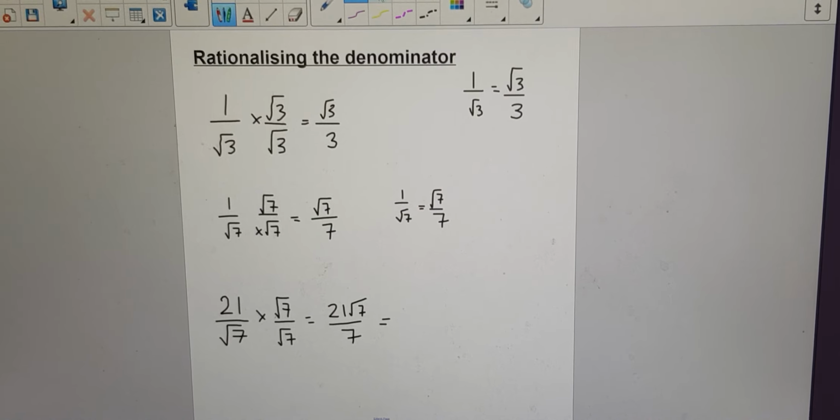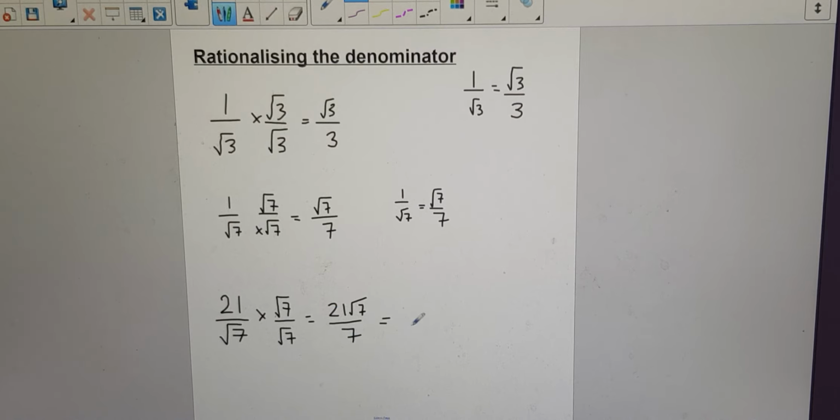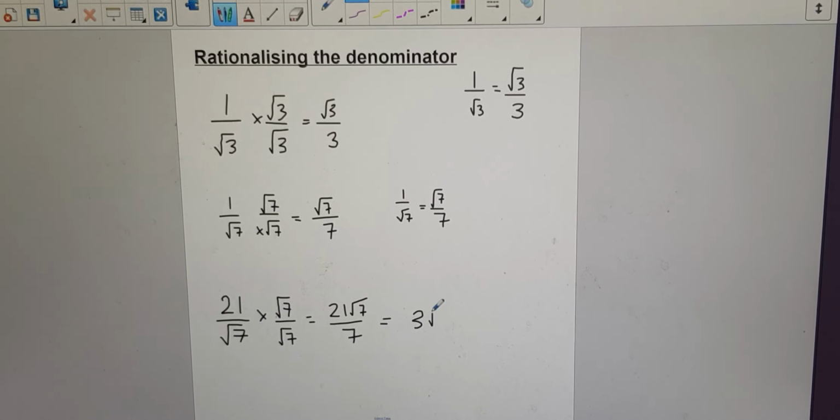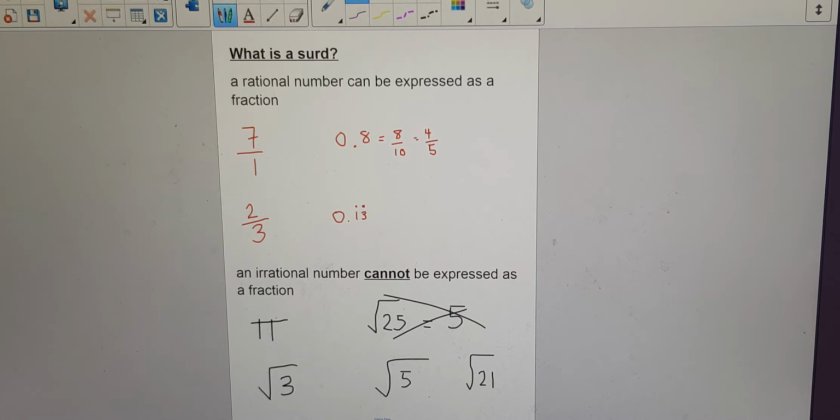We'll notice though, this is slightly different. This time I can simplify my fraction because here I have 21 over 7 being multiplied by square root 7. Well, 21 divided by 7 is the same as 3. This will be the same as 3 root 7. So we'll come on to our last one.